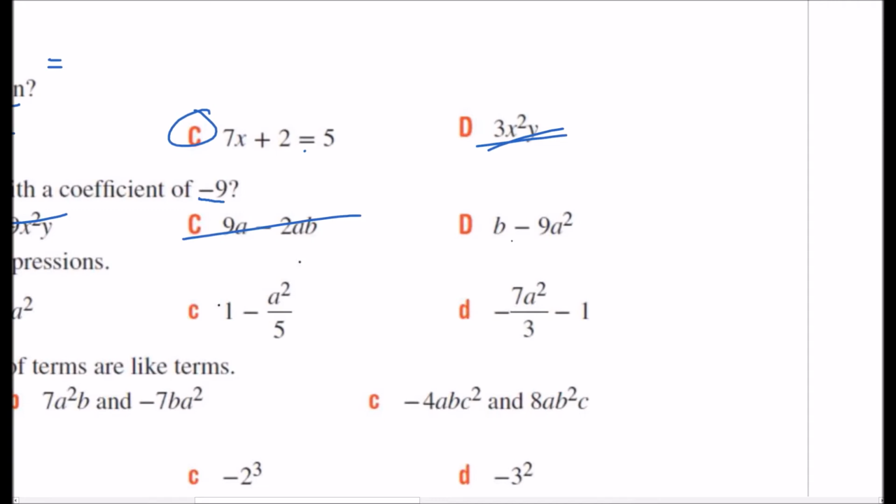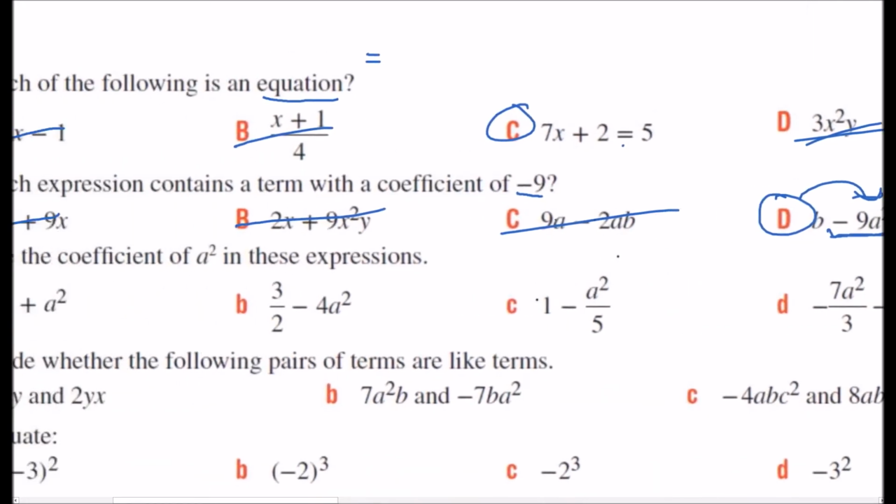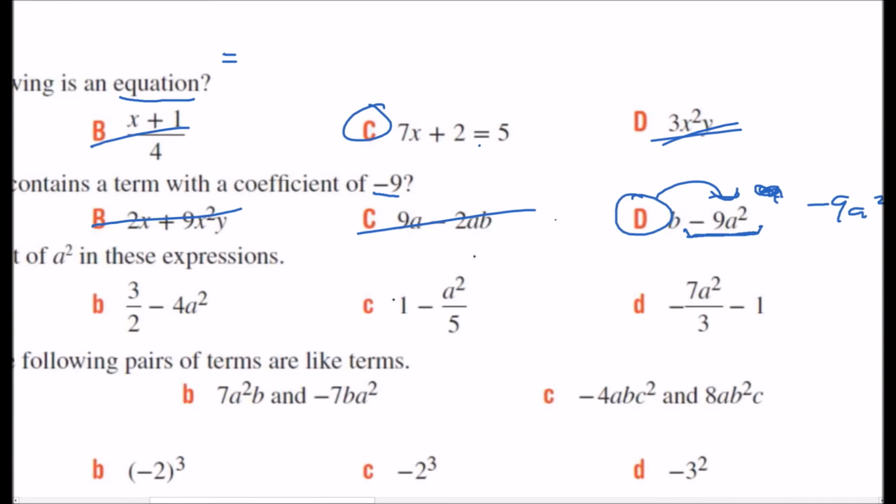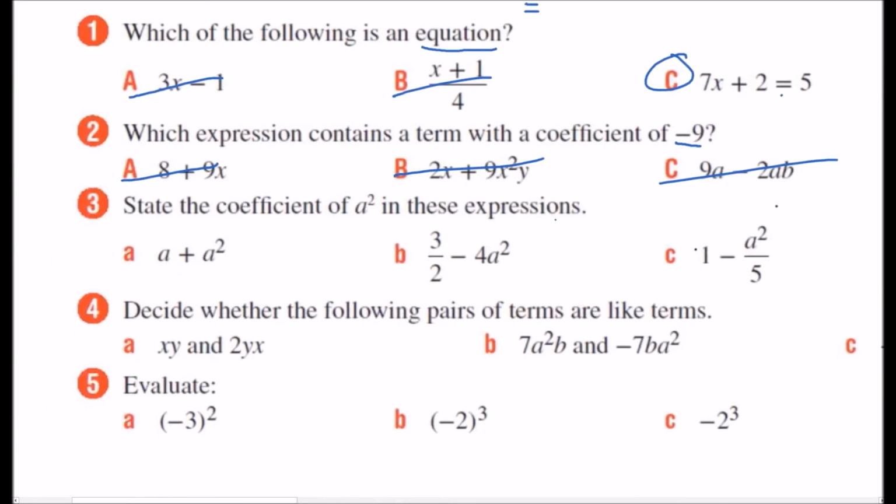This term here has a -9, so a squared has a coefficient of -9. So it's this term, -9a squared. This term has a coefficient of -9. Sorry, that expression. Alright, next one.